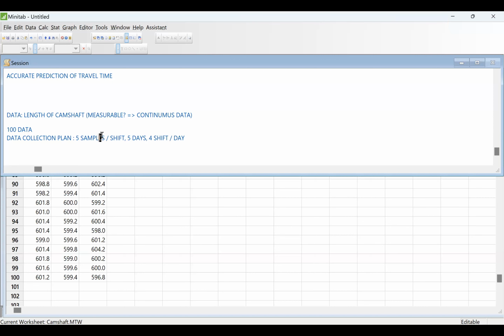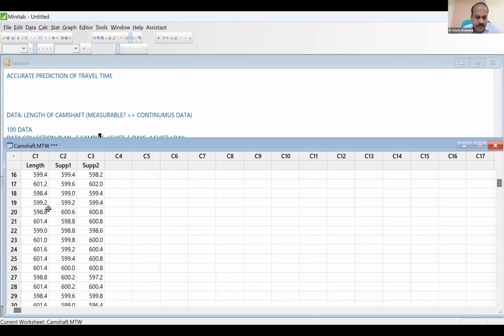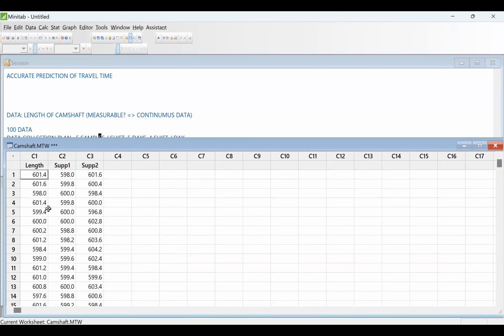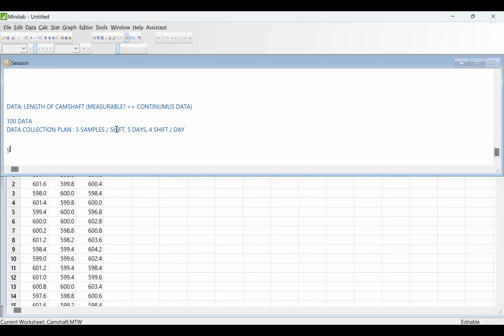In a day, totally, how many data you will get? 20. And you do this for 5 days. So 100 data you are getting. Why I am explaining this is, I want you to understand that every time the data collector is going, he is collecting 5 samples. The 5 samples together is known as subgroup.